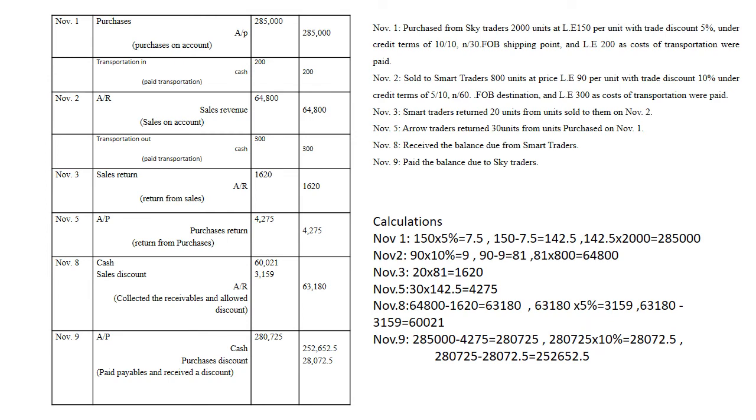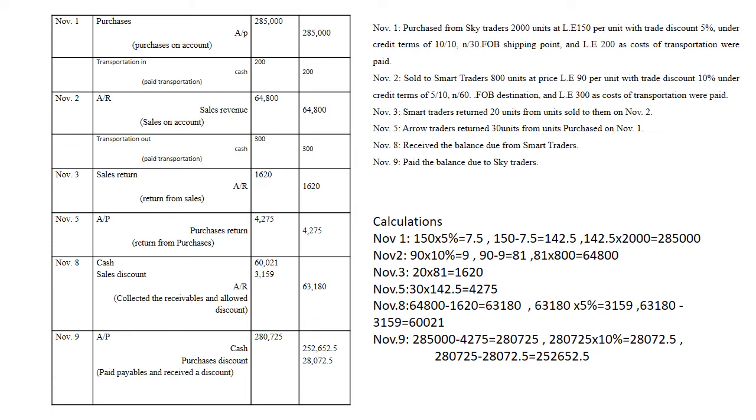5% of what? 5% of the accounts receivable. How much is the accounts receivable? The accounts receivable used to be 64,800, but when goods were returned back, the accounts receivable was reduced by 1,620. So you subtract 64,800 minus 1,620, you get the amount of accounts receivable, which is 63,180. That's the value that's going to be multiplied by 5% to know how much will be the discount.